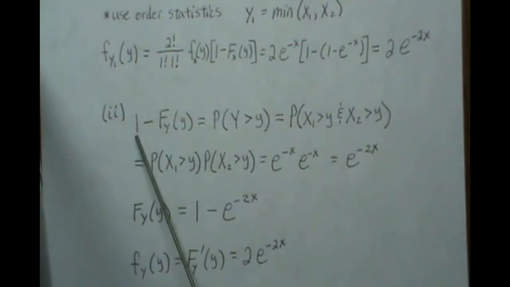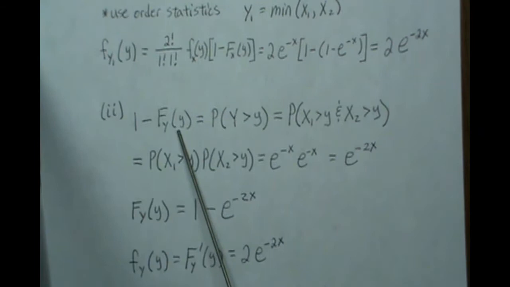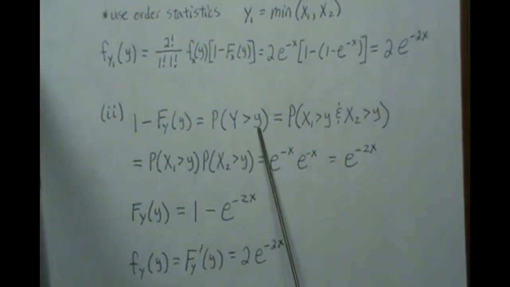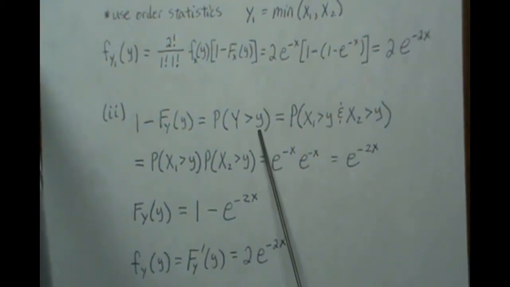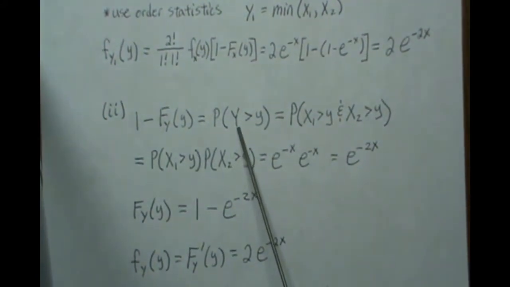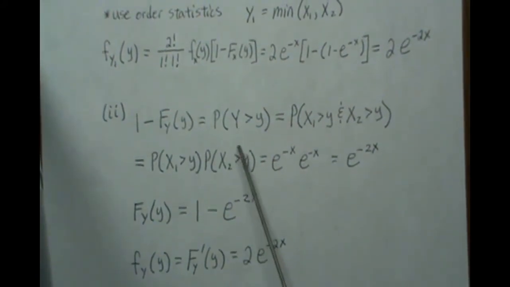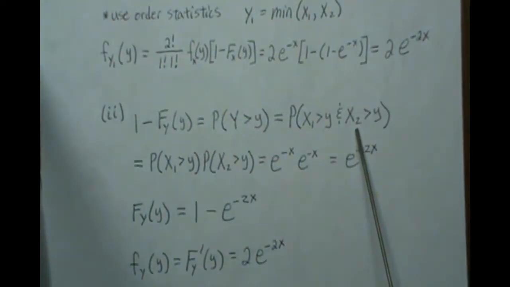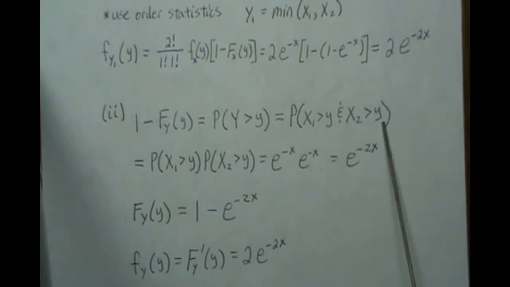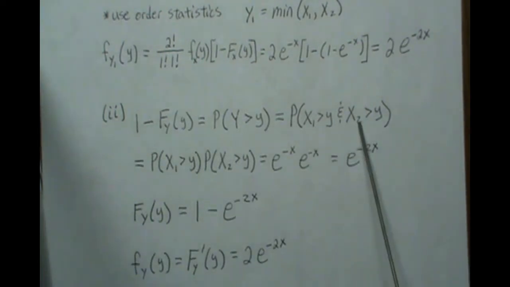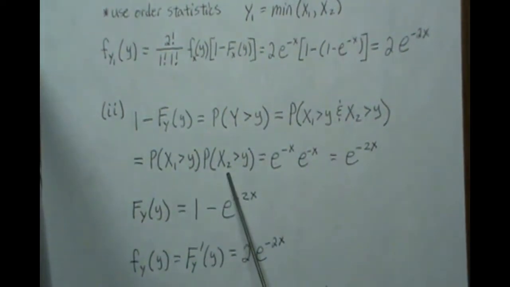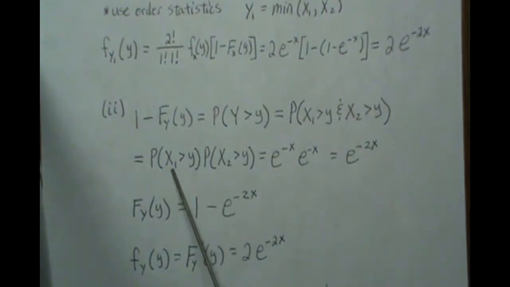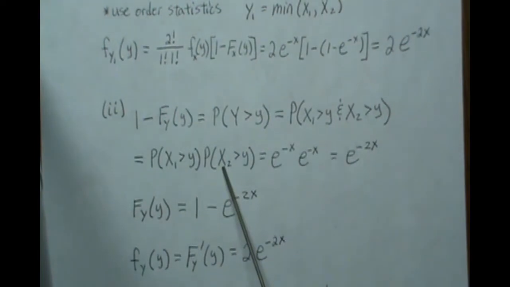So note that 1 minus cap F of y is the probability that cap Y is greater than y. But Y is the minimum of X1 and X2, so this is equivalent to both X1 and X2 being greater than y. And then since X1 and X2 are independent, we get this. And that's the same distribution, or the density.